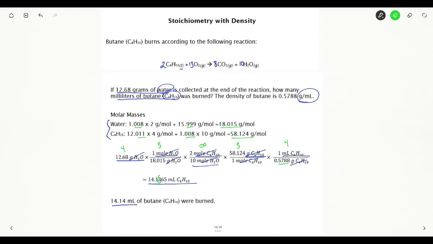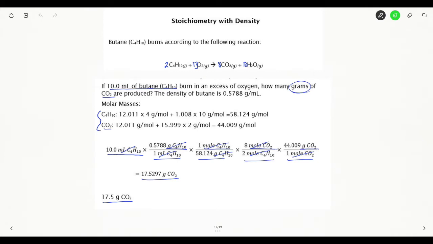This is why I rounded to this place right here. And yes, 14.14 does have 4 sig figs. Here is the second question we did. This was the one where we wanted to determine how many grams of CO2 are produced.